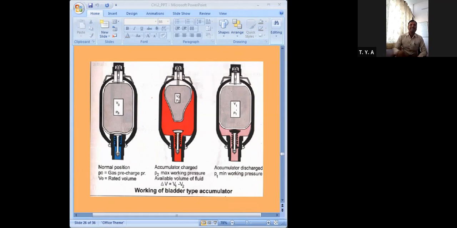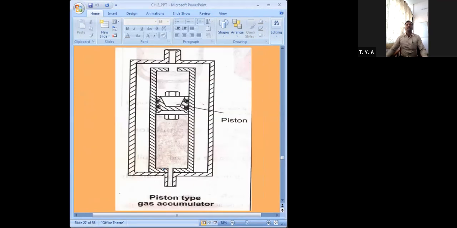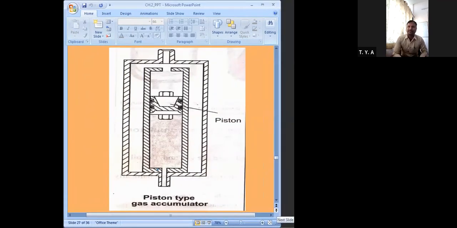This is a bladder type separator accumulator, gas loaded accumulator. Let us go for another one. We'll have the piston type. The construction and operation of this piston type gas loaded accumulator is illustrated with the help of this figure.